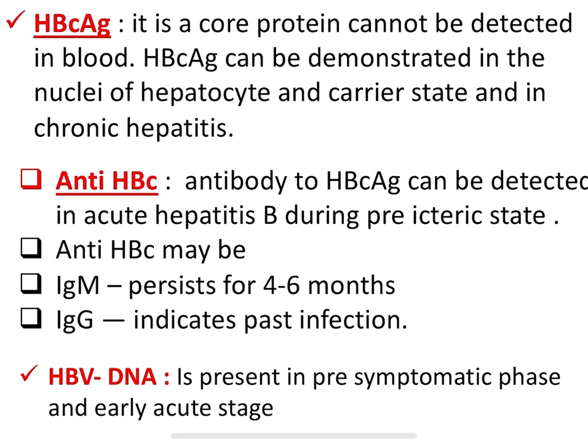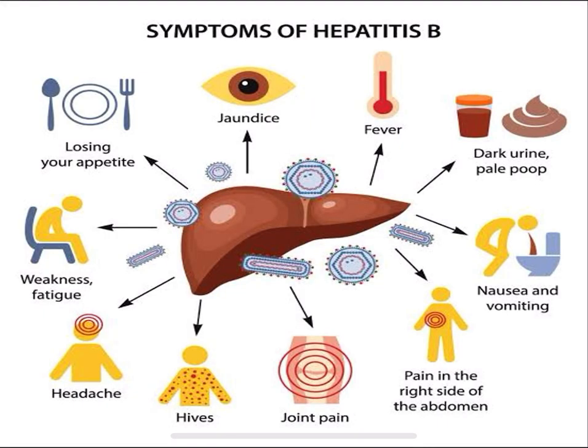Then we have HBV DNA. It is present in the pre-symptomatic phase and the early acute stage. Is it clear? It is seen in the pre-symptomatic phase, when the patient has not presented with all the signs and symptoms. So it will be present in the pre-symptomatic stage and in the early acute stage. So we'll move further to the symptoms of hepatitis B.